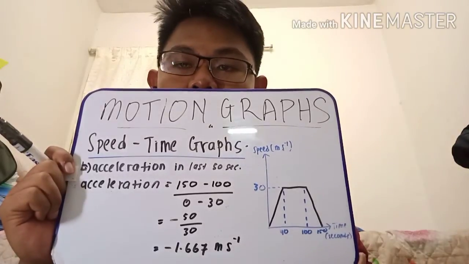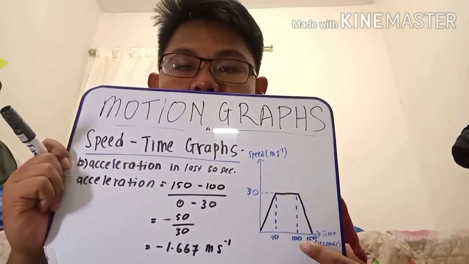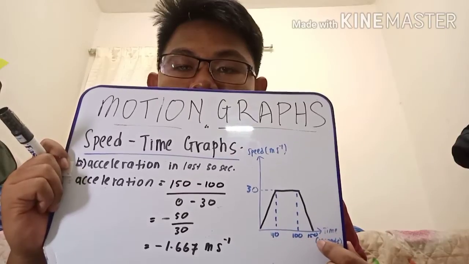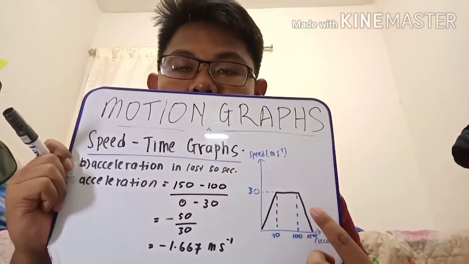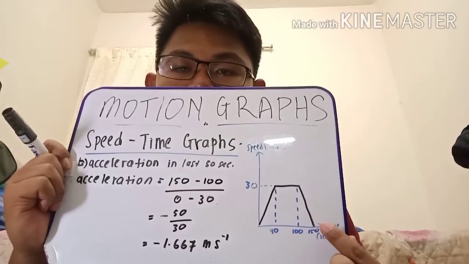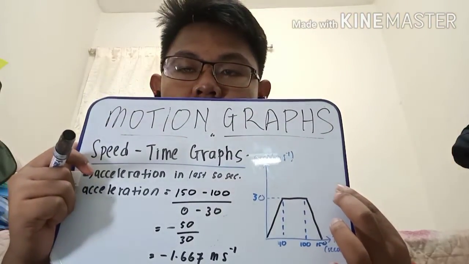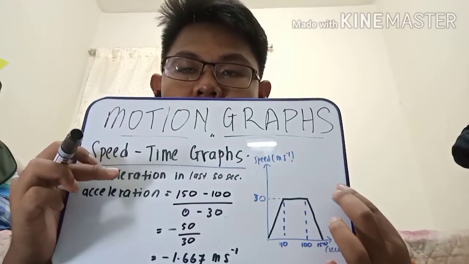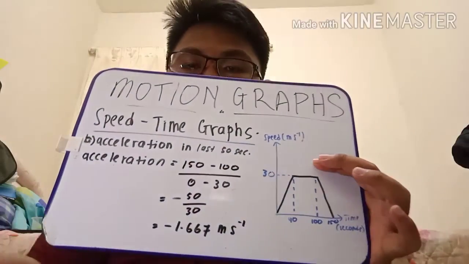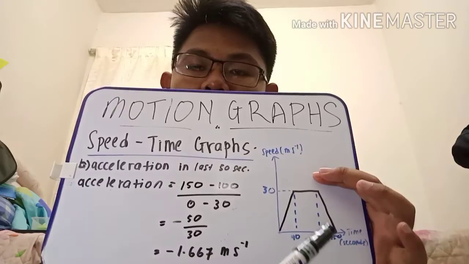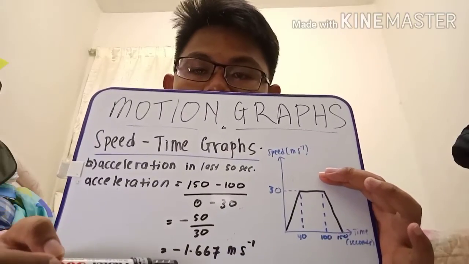Question B asks us for the acceleration in the last 50 seconds, from 100 seconds to 150 seconds, the last part of the graph. As we can see, this part has a deceleration because the gradient is going down. But the question asks for the acceleration in the last 50 seconds, so the answer must be negative, because the object is slowing down but the question wants acceleration.